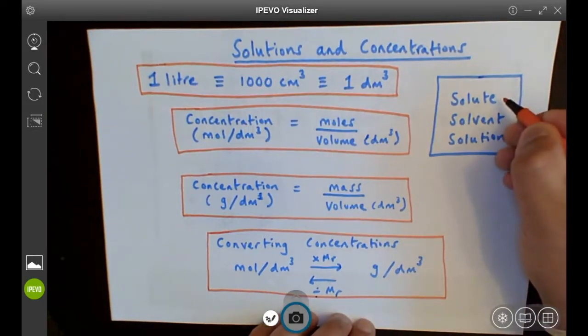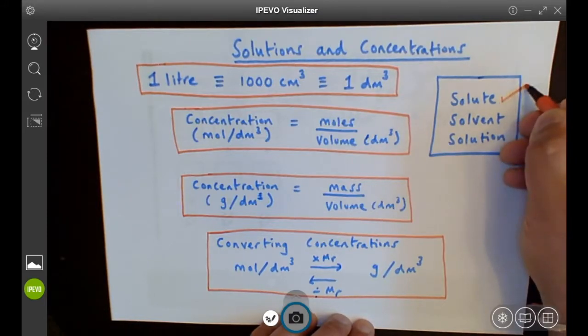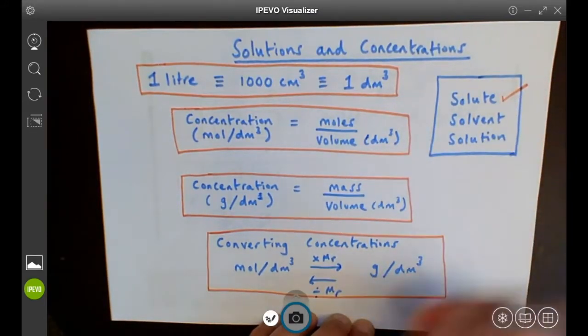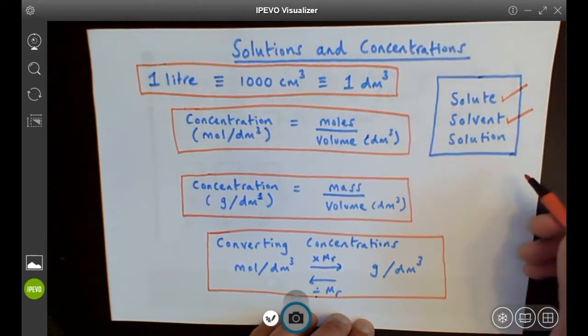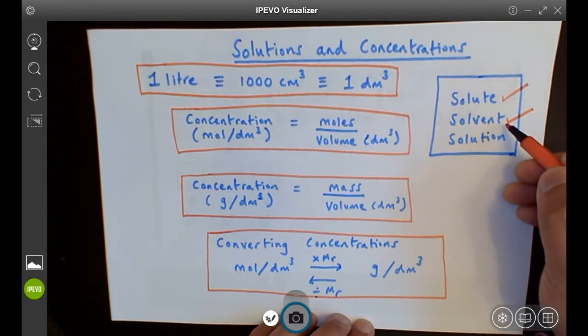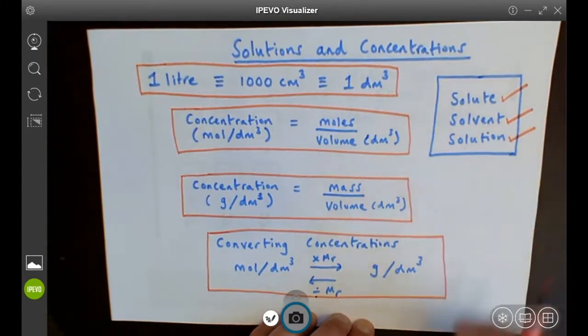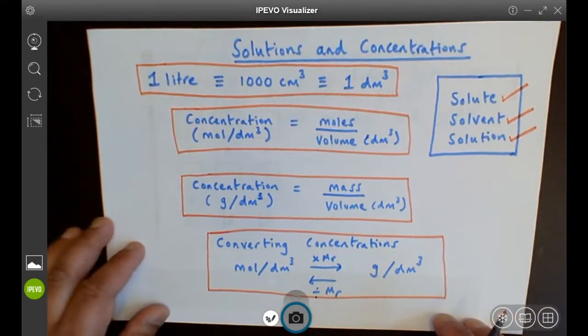So we've got solute. Now solute is the salt or the substance which is dissolving, and it's usually in the form of a solid. And we have a solvent. A solvent is something like water in which the solute will dissolve. And when the solute dissolves in the solvent, it gives us something called a solution. So those are three important definitions you need to know.